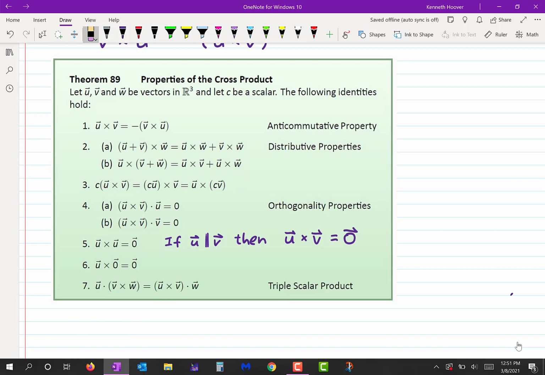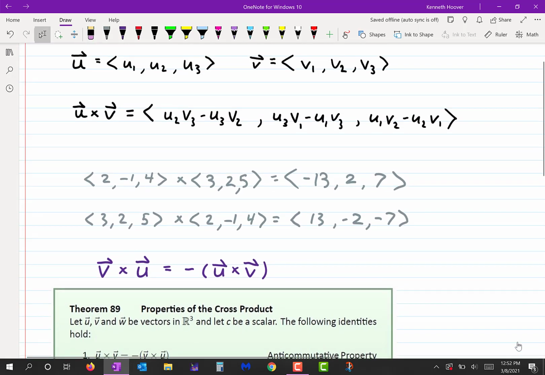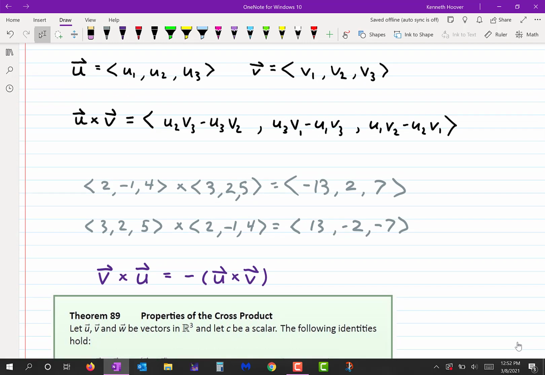All right. Now, the next thing I want to talk about is, let's just scroll back up for a minute here. What is the relationship between this vector that you get from the cross product and these two vectors that were in the cross product? What's the relationship between them? Okay. It's a very interesting relationship.